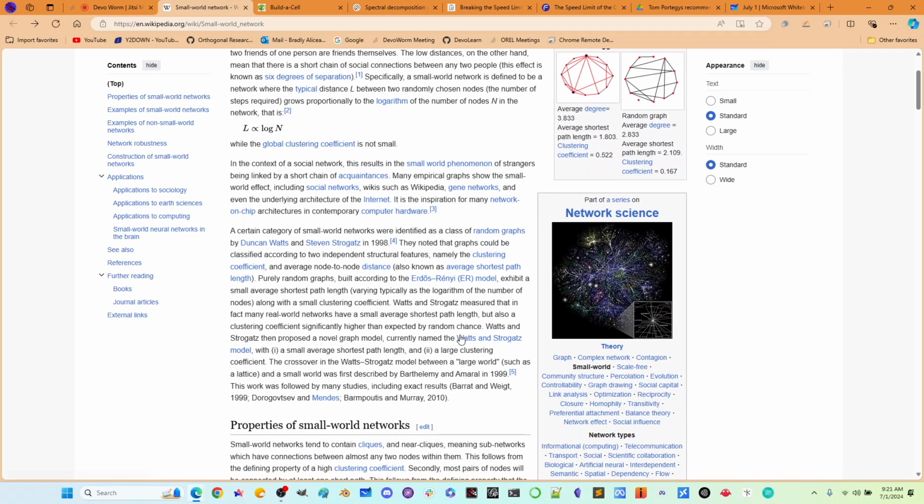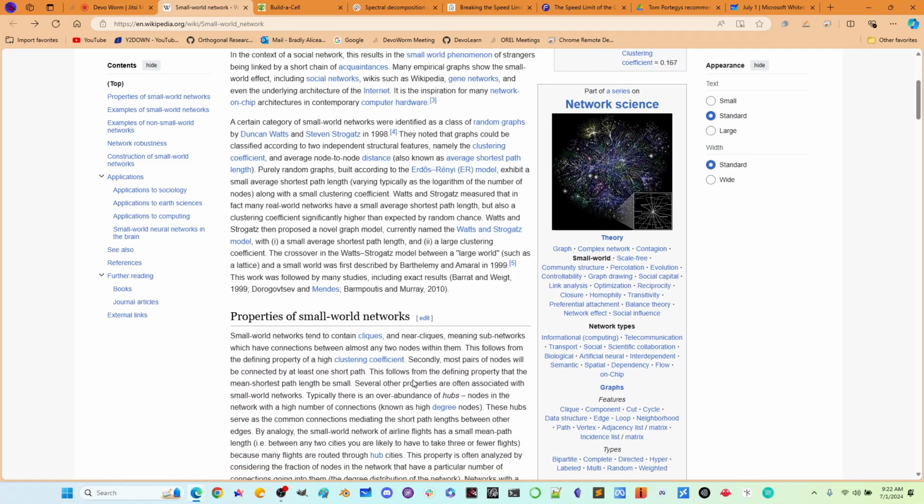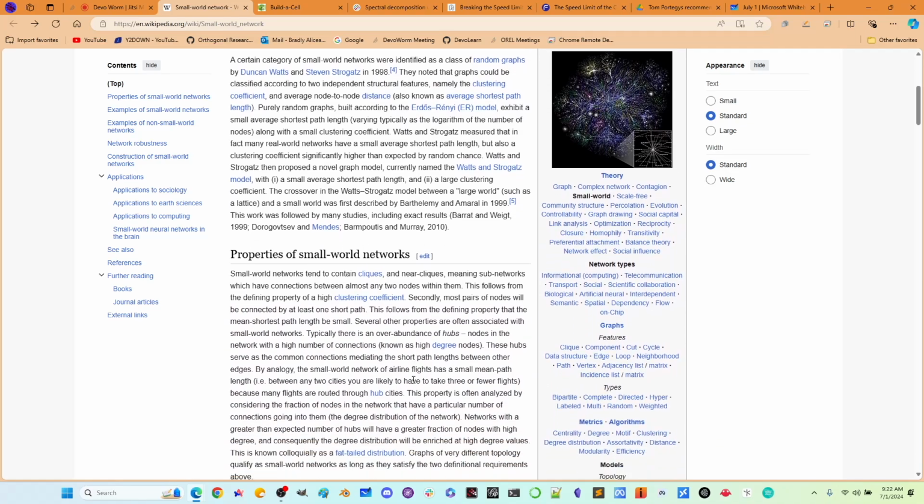These were discovered in social networks. Watts and Strogatz in 1998 coined the term small world network. They coined this from aspects of the clustering coefficient, this node-to-node distance, or the shortest path length. And they were able to characterize this in a social network, or I guess it was an instance of the internet, in fact.